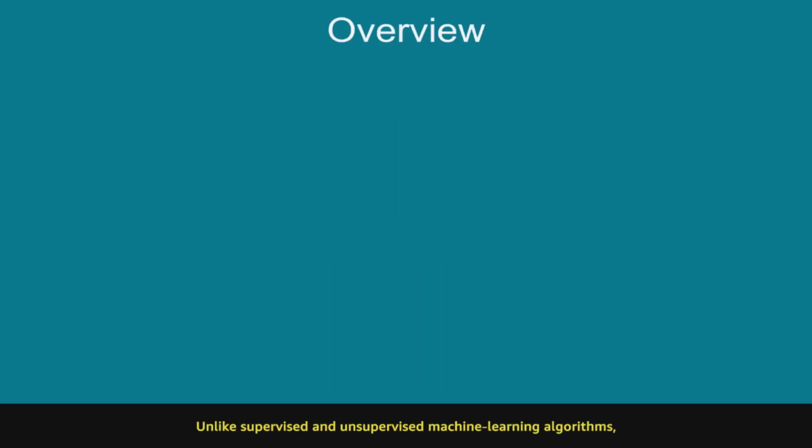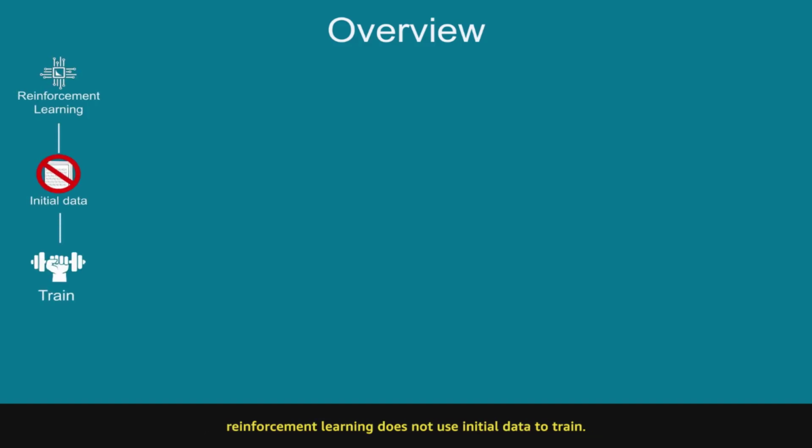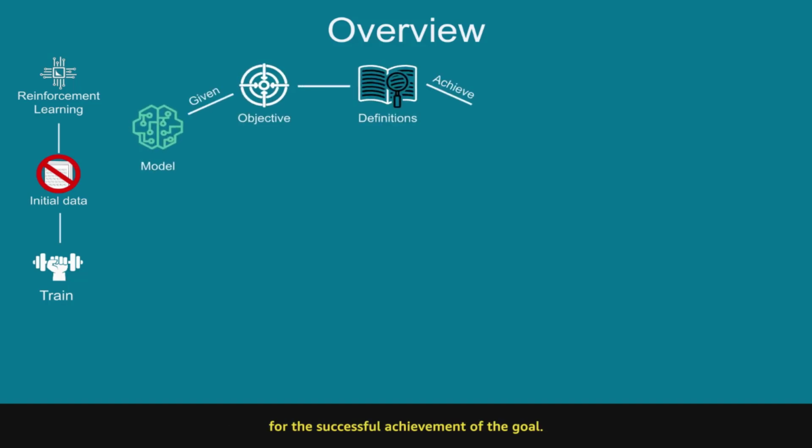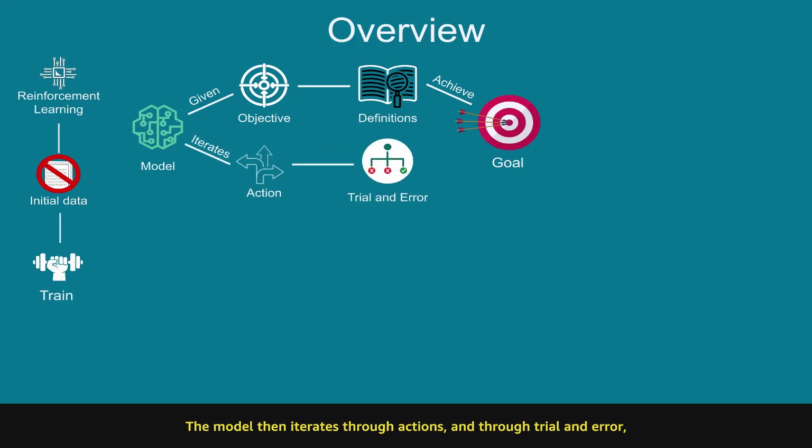Reinforcement learning. Unlike supervised and unsupervised machine learning algorithms, reinforcement learning does not use initial data to train. The learning model is given an objective and definitions for the successful achievement of the goal. The model then iterates through actions and through trial and error, learns how to best achieve the goal.